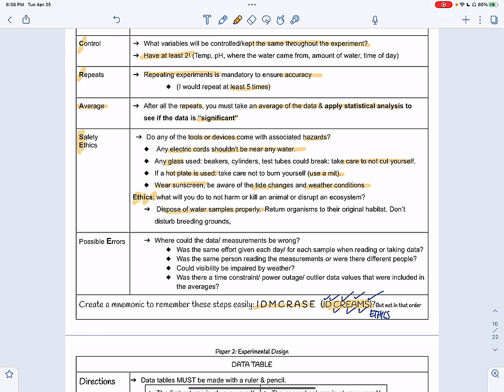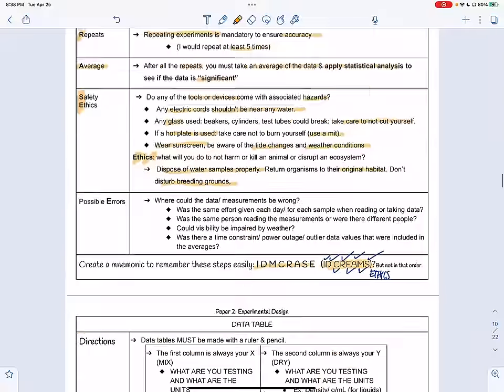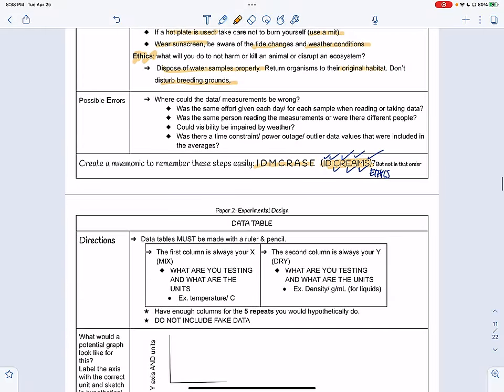Dispose of water samples properly. Return organisms to original habitat. Don't disturb breeding grounds. In Florida, we have a lot of turtles that use our beaches for their nest. So for taking a sediment sample, avoid any nesting turtles or don't go out during a breeding season.